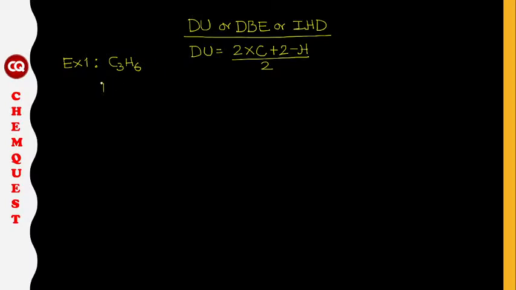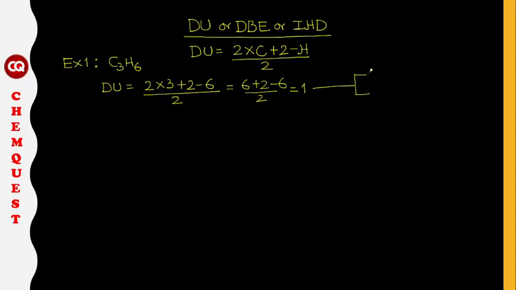C3H6. Then degree of unsaturation is 2 into carbon number 3 plus 2 minus hydrogen number 6, divided by 2. Then the value is (6 plus 2 minus 6) by 2 equal to 1. What is meant by 1? 1 means 1 pi bond or 1 ring is there in the isomer.